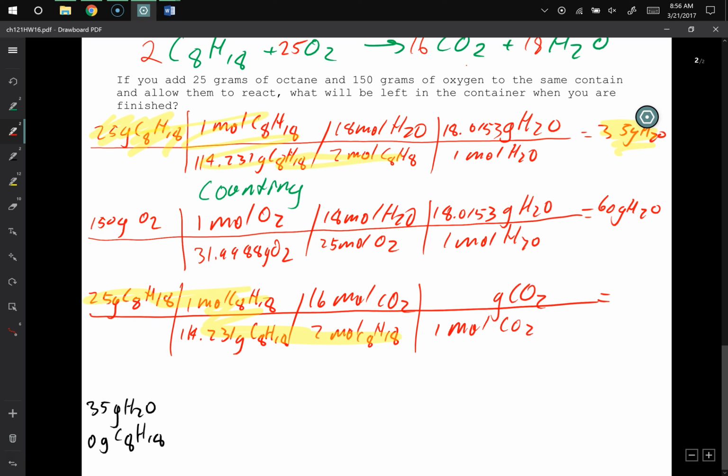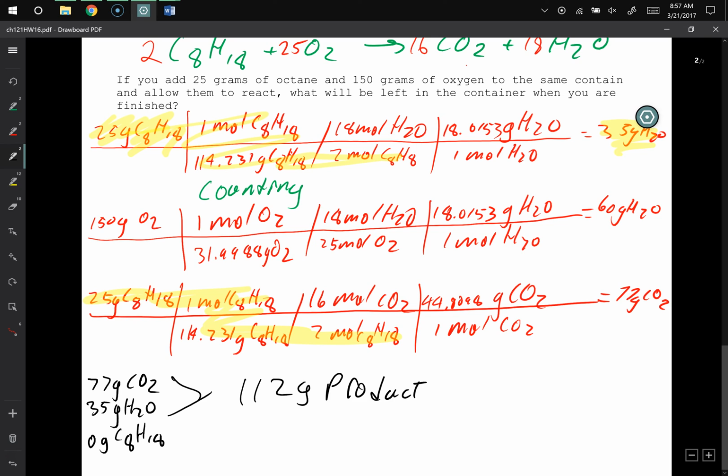So it's 12.011 plus 15.9994 times 2 equals 44.0098, divided by 114.23 times 25. You get 77 grams CO2. So now I also know that there's going to be 77 grams of CO2. So I know that I have actually created 112 grams of product. I've created 112 grams of my products.